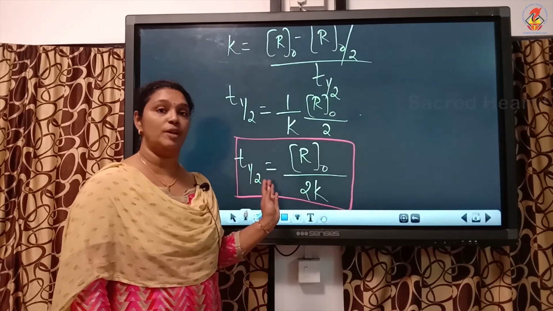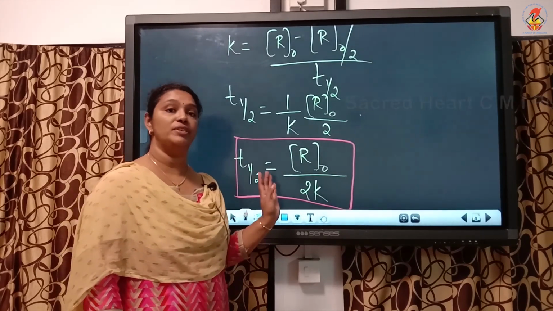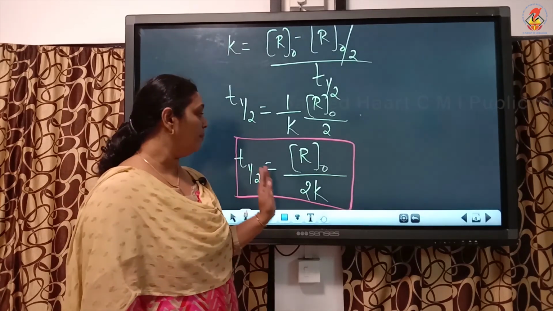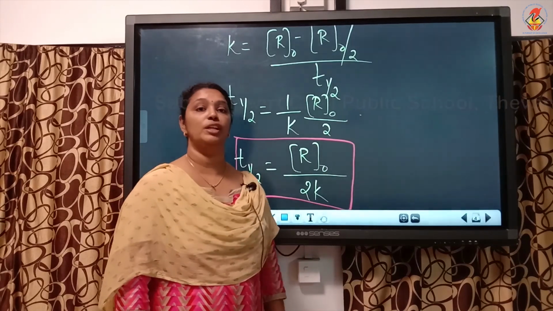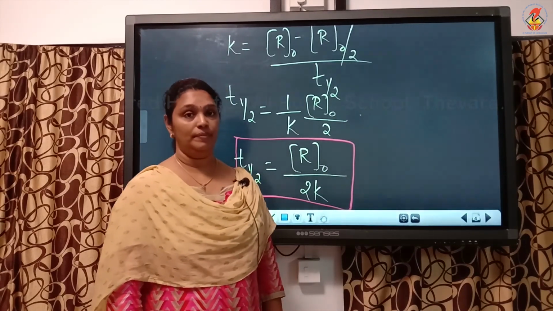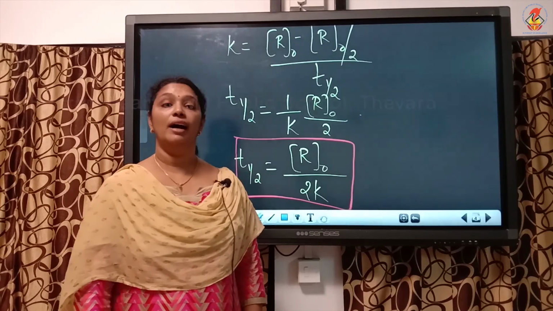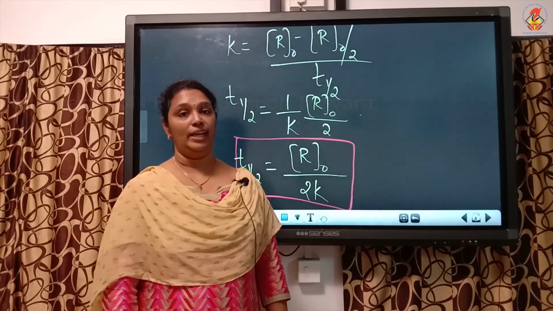So if you look at this expression, you can say that the half-life of a zero-order reaction is directly proportional to the initial concentration of the reactant and inversely proportional to the rate constant K. So this is the expression to find the half-life for a zero-order reaction.